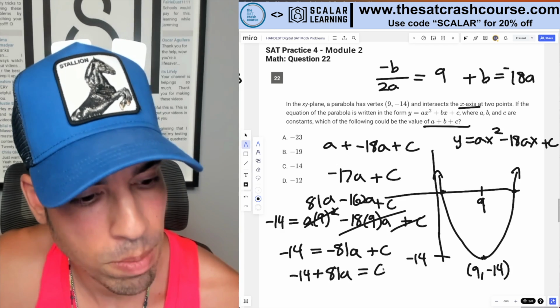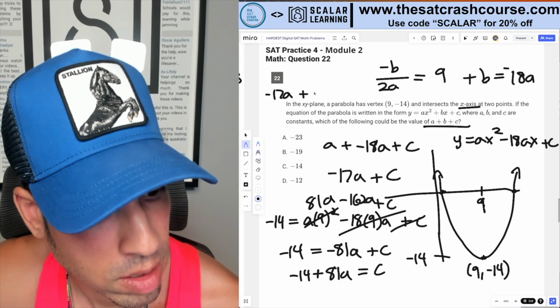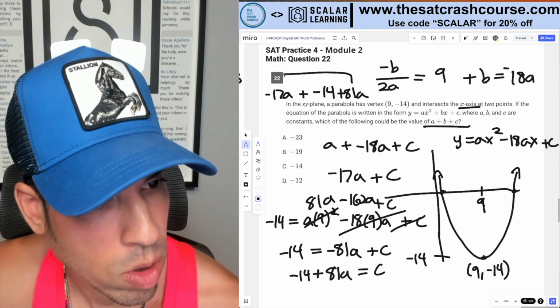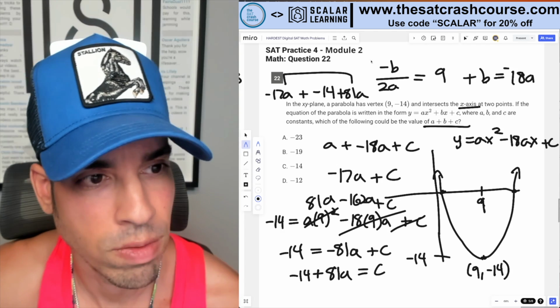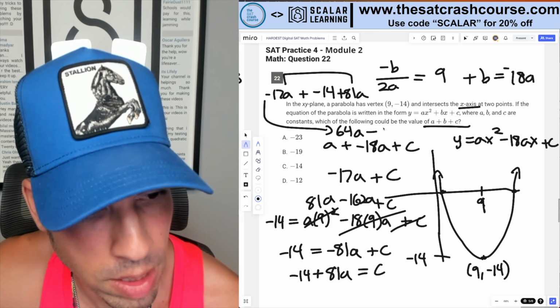All right, so now we can plug this in over here and we get -17a plus -14 plus 81a. 81 minus 17 is 64. So last but not least, the expression is 64a minus 14.